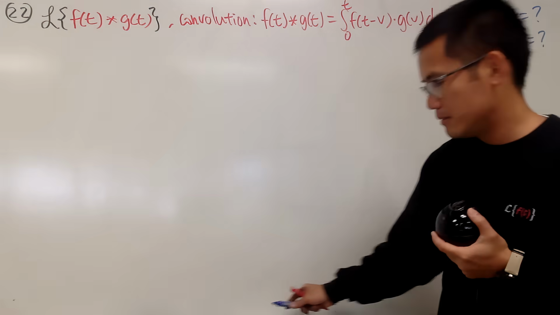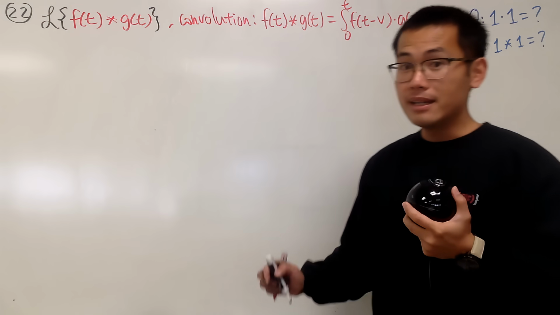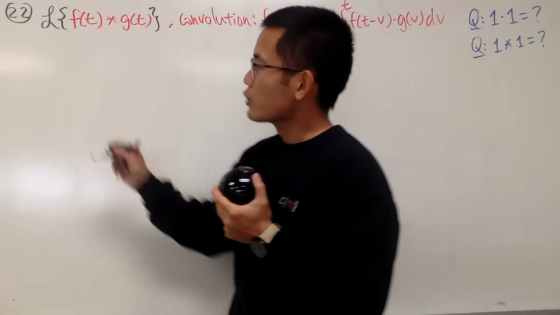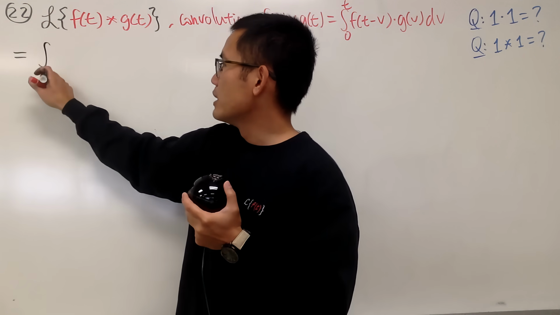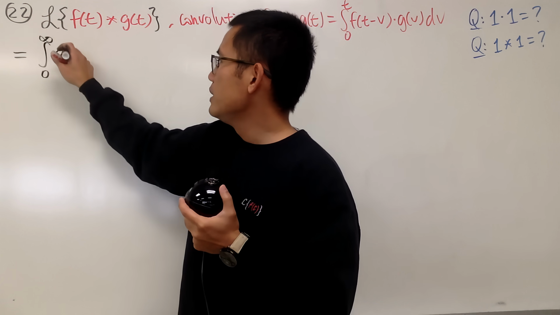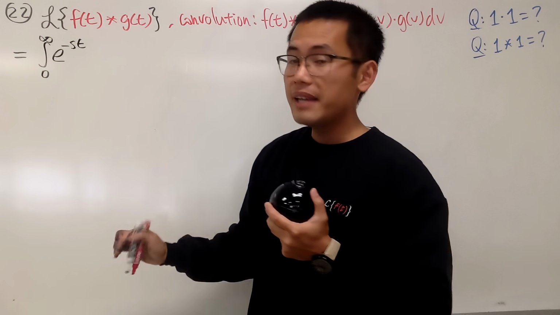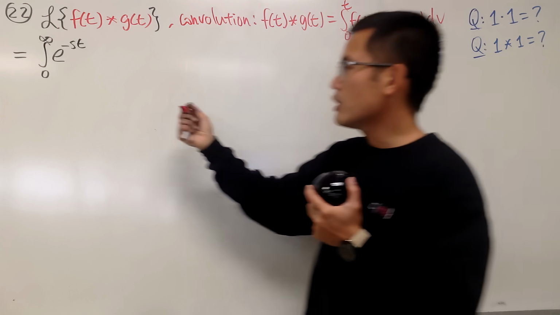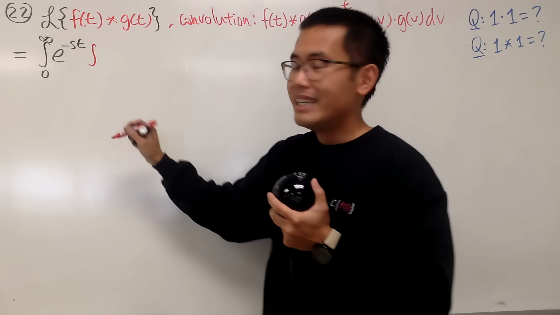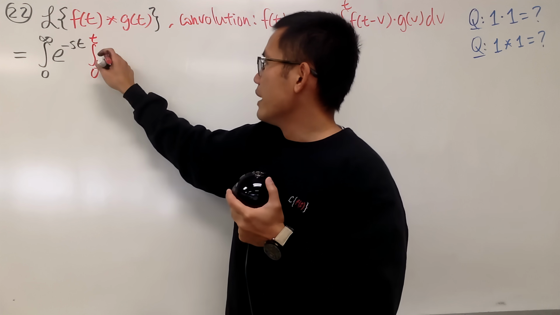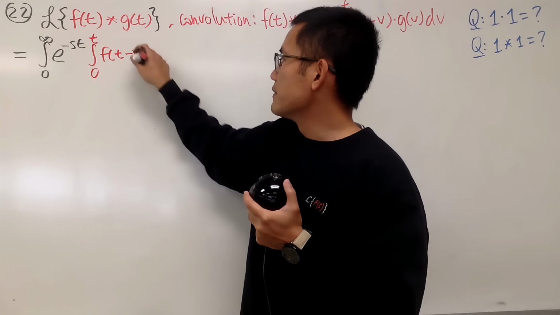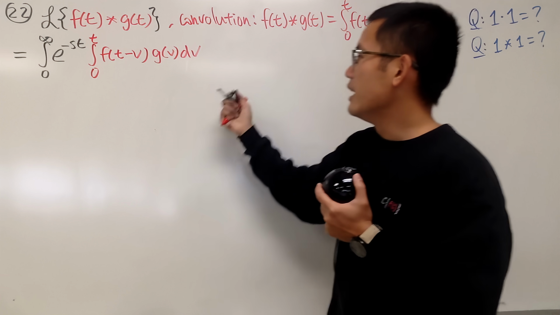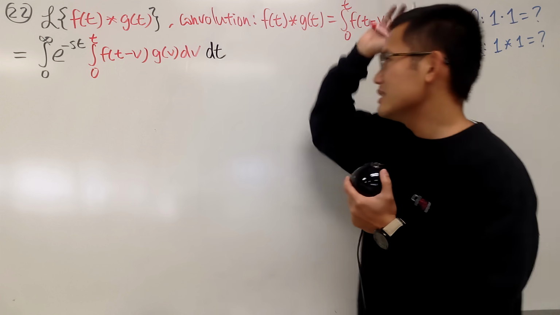Oh my god, man. This is not funny. Because Laplace is an integral, and now we're putting another integral there. We'll try our best. First, the Laplace transform is the integral going from 0 to infinity, e to the negative st. And then we'll put this inside, and I might as well just put down the definition right here already. So I will have the integral going from 0 to t, and then we have f of t minus phi, multiplied by g of phi d phi. So this is the convolution. And then on the outside, we still have the dt.